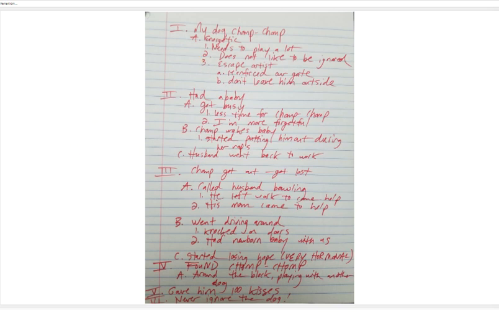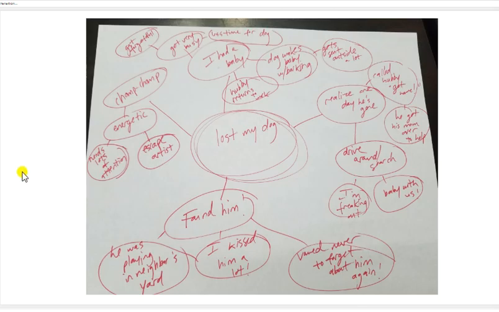This is the same exact story, just planned a different way. And this is a bubble map. So in the middle, this big circle is the main idea of the story, that I lost my dog. Everything that shoots off of this is a major idea, and then all of the ideas that connect to that idea. So the first major idea, just like on the outline, is my dog, some information about him. He's energetic, which means he needs a lot of attention. He's an escape artist.